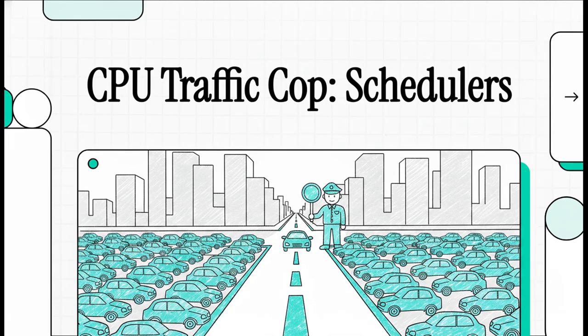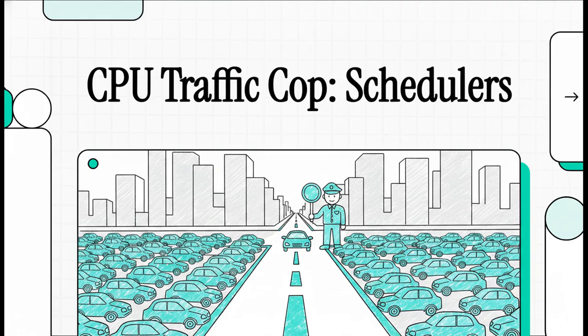Welcome to The Explainer. Today, we're diving into the fascinating, incredibly high-speed world that's operating right inside your devices as we speak. Think about a busy, one-lane intersection in the middle of a massive city. You've got hundreds of cars desperate to get through, but obviously only one can pass at a time. Well, your CPU operates in the exact same way.